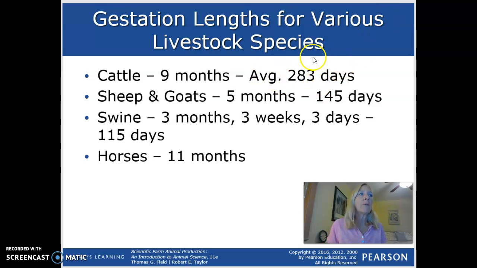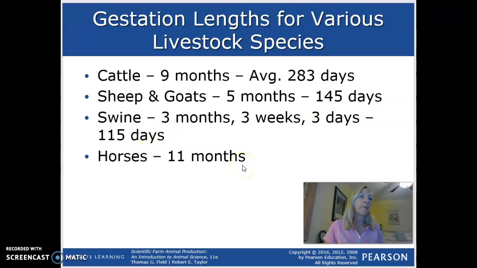So it's not uncommon for cattle to calve 2 weeks early, or maybe a week later beyond that 283 days. Sheep and goats, because their gestation length is shorter, only 5 months, they pretty much are gonna lamb or kid right around that 145 day length. Bigger sheep closer to 150, and smaller breeds like maybe South Downs less than 145 days. And then with swine, you have the old saying, it's 3 months, 3 weeks, 3 days. If you add all that up, that's roughly 115 days.